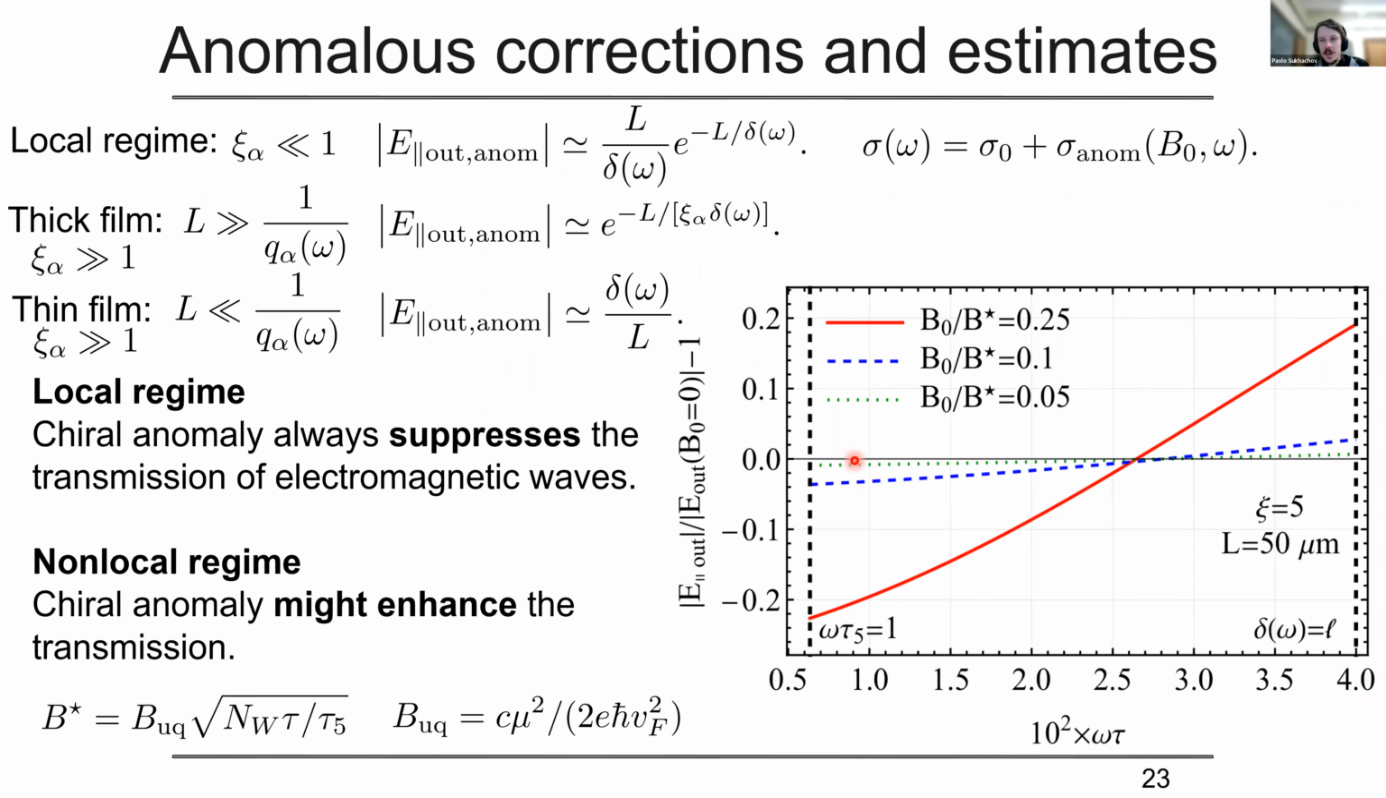So graphically, what do we have? If we are in the local regime, then chiral anomaly always suppresses the transmission of electromagnetic waves, just because it raises the conductivity. But if we go into the non-local regime, there might be an enhancement of this relative field penetration. Well, it depends on the parameters. It might not be that large, but at least we have a qualitatively different effect. So instead of just the suppression, we might have an enhancement compared to the case where there is no magnetic field.